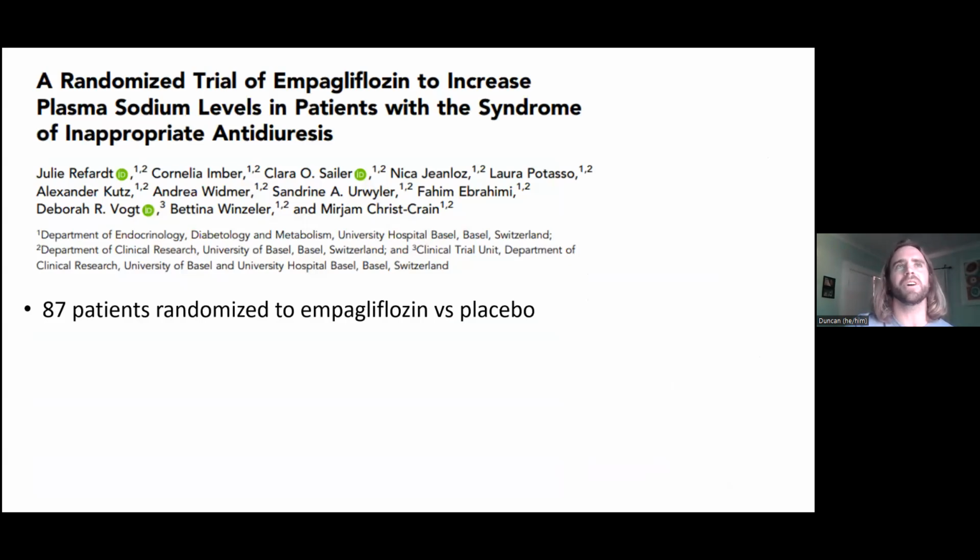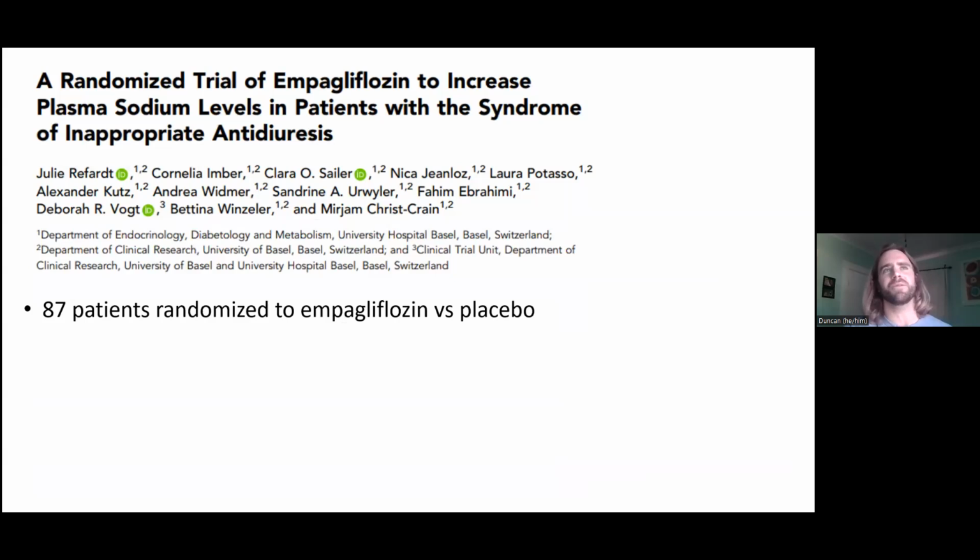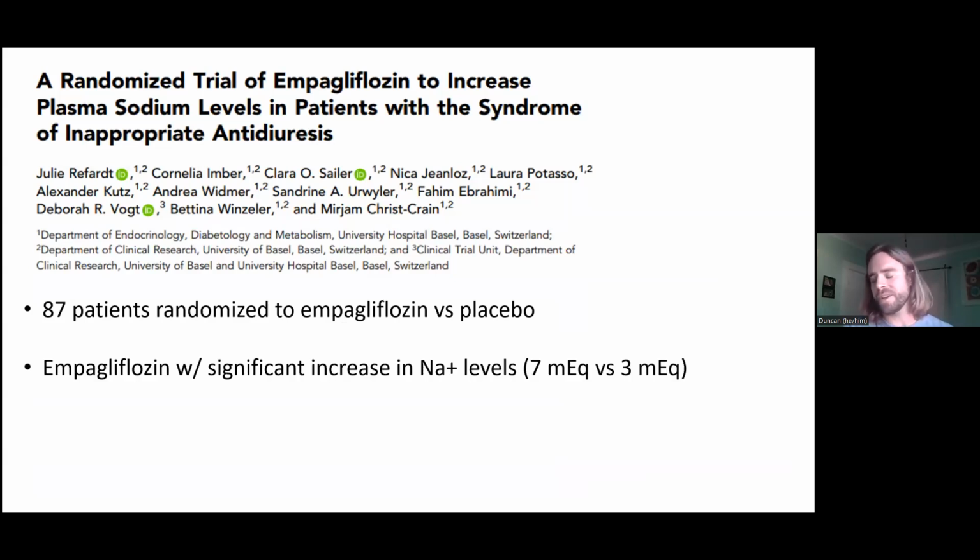And then a brief plug, you'll see a lot more nephrology teams using SGLT2s for hyponatremia. This was a cool study that was done 2 years ago. Essentially they were randomizing people to empagliflozin or placebo, and they saw a significant increase in sodium levels with SGLT2s. That makes sense because we're essentially hijacking glucose, and using glucose as another contributor to osmotic diuresis by causing the kidneys to pee out more urine.